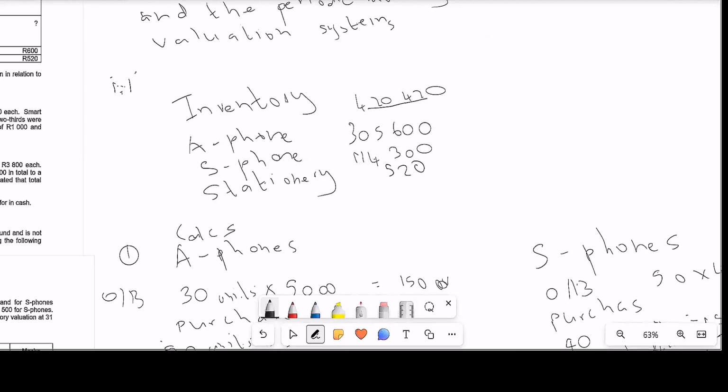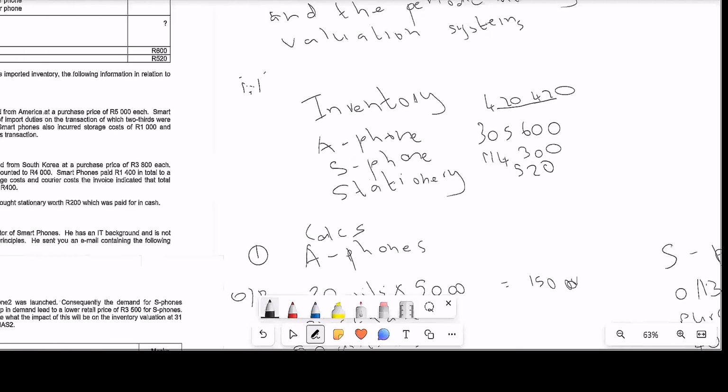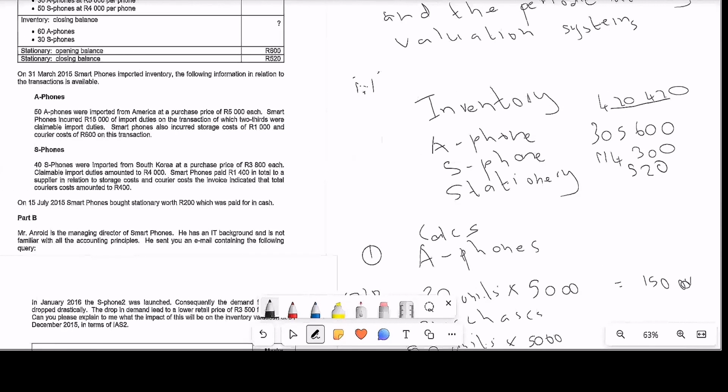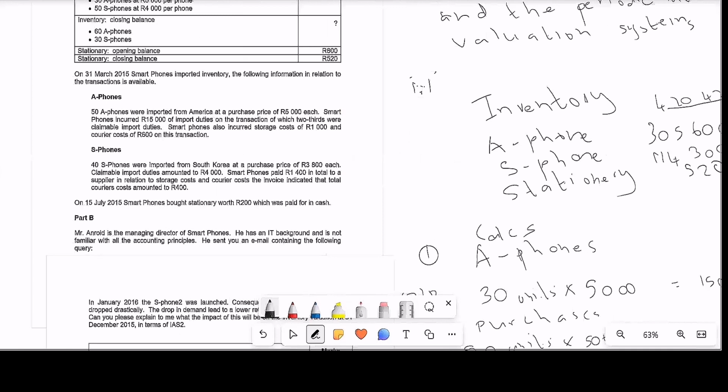The stationery, guys, remember what I said. In inventory, you only include the closing balances, and the stationery closing balance was already given to us. So there was no need to calculate the difference between the stationery and whatnot, because we also don't know how much stationery items are actually there. So we can just take the closing balance as is and calculate this.